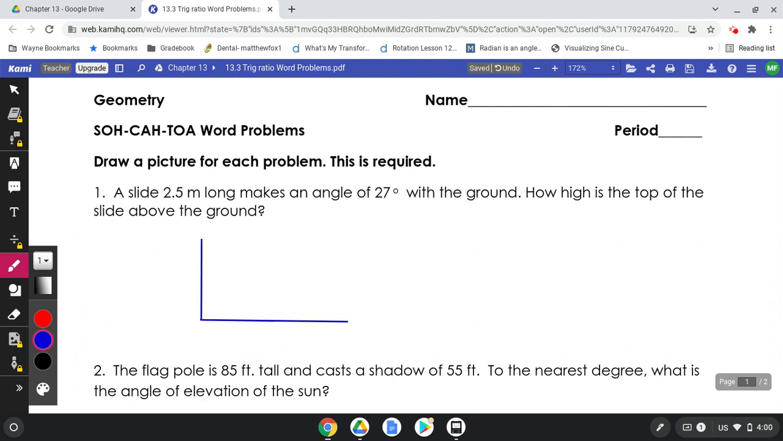So we can always start, just draw a right triangle of some kind. Okay, we don't know exactly how it looks, but we know it's a right triangle. So I put my right angle in. Now, we need to read carefully. It says a slide is 2.5 meters long.